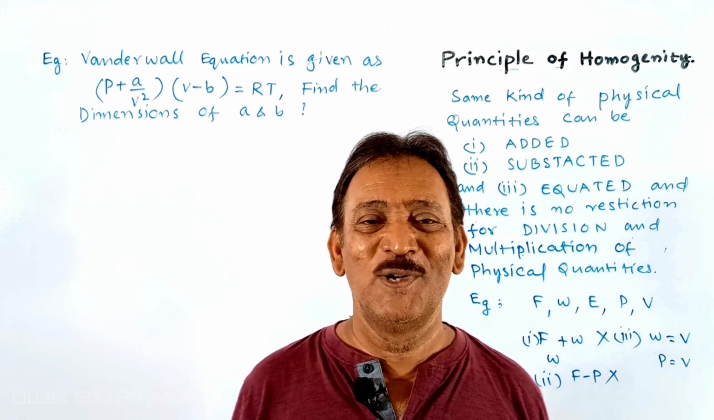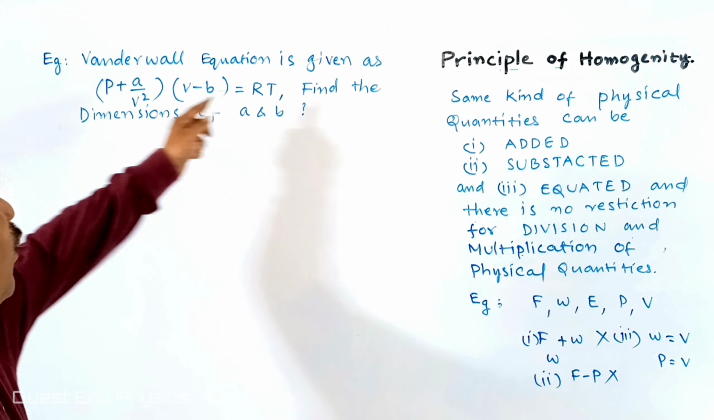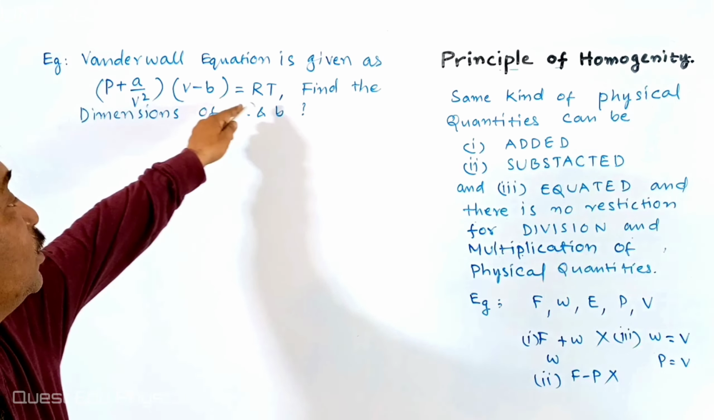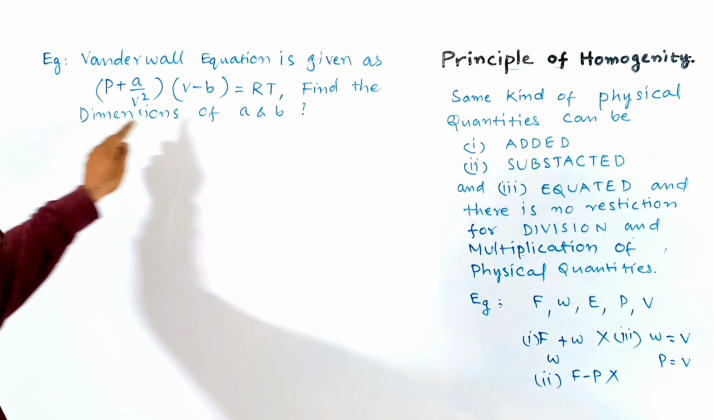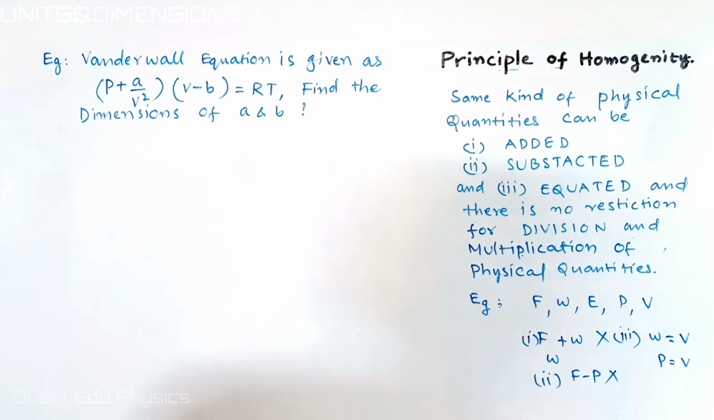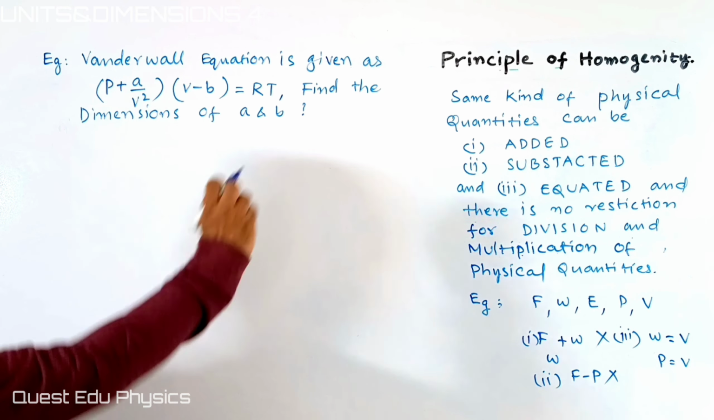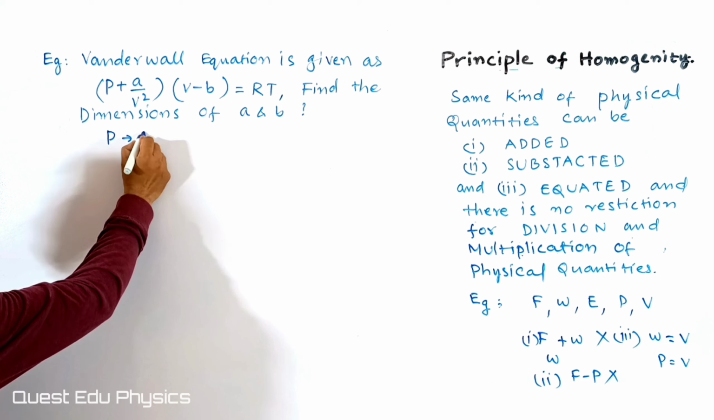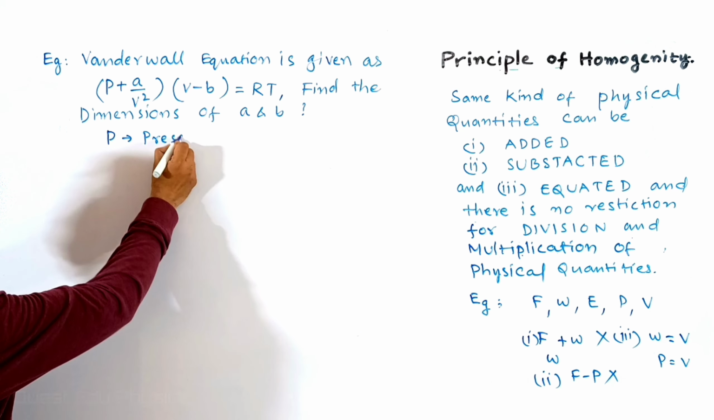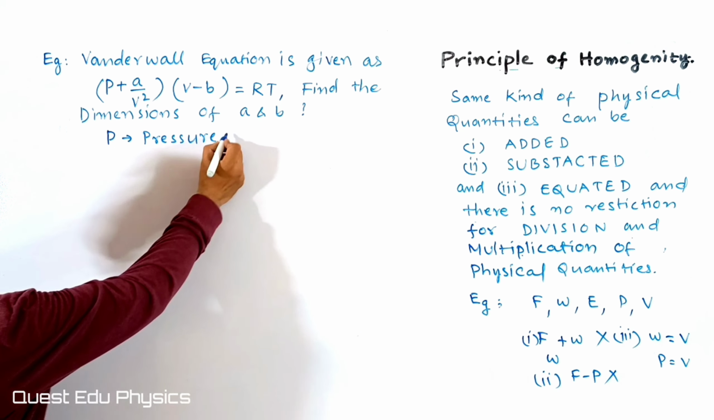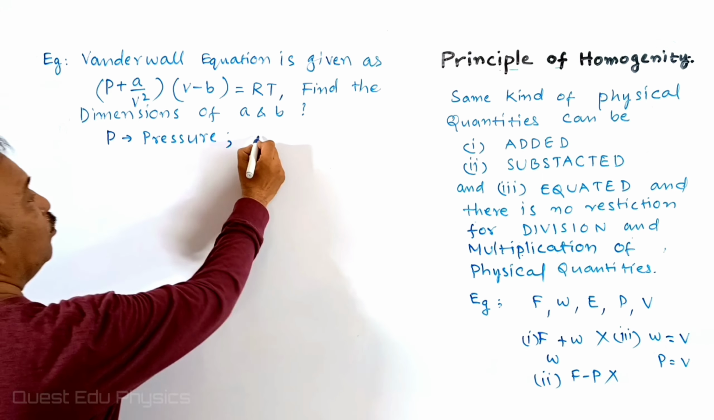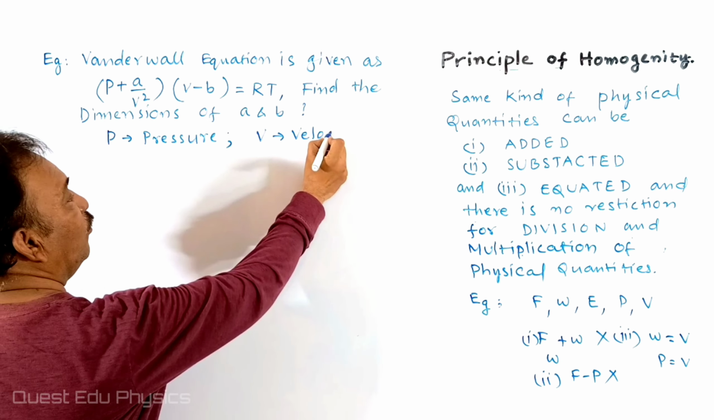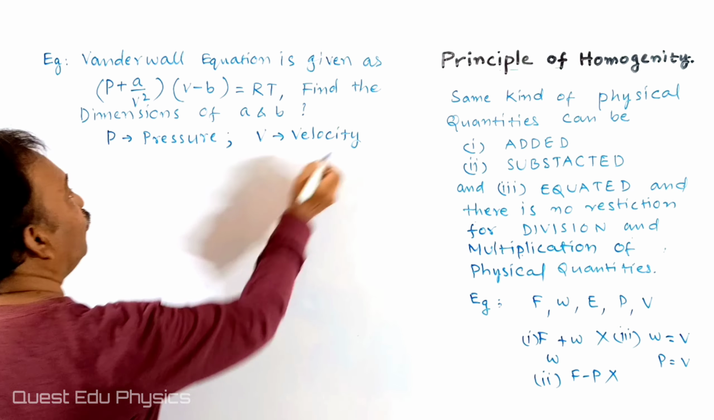Okay, students. Van der Waals equation is given as (P plus A by V squared) multiplied with (V minus B) is equal to RT. Find the dimensions of A and B. In this equation, P stands for pressure. P is pressure, students. And V is the volume. Don't mistake it as velocity, as we generally do. V is volume.